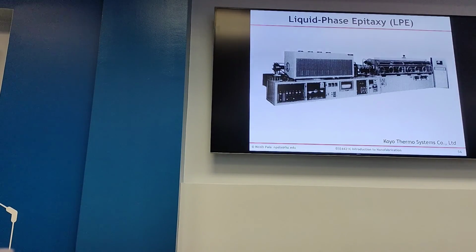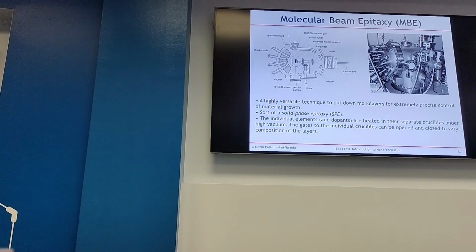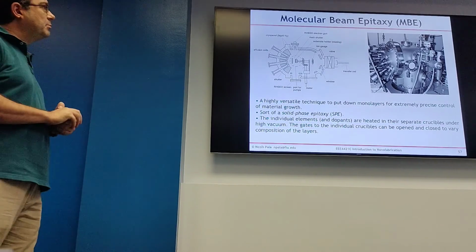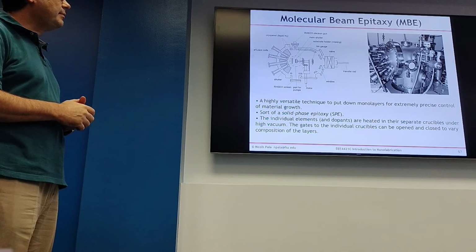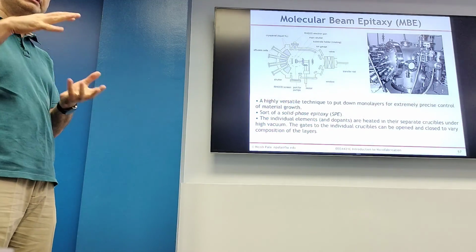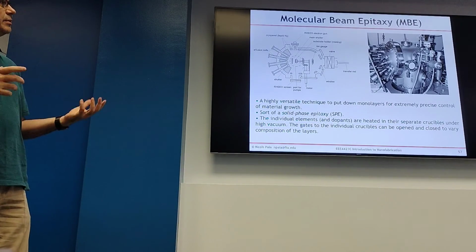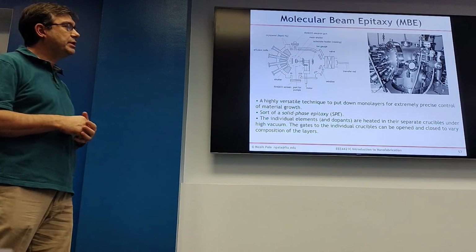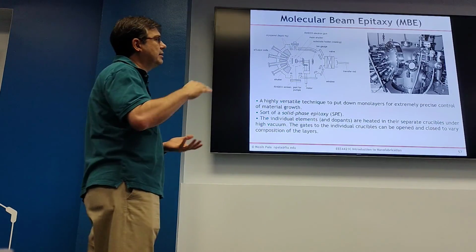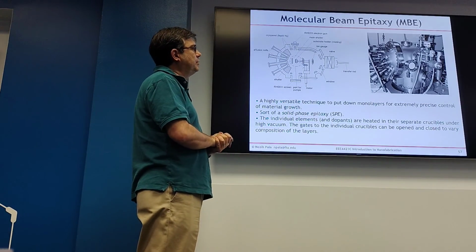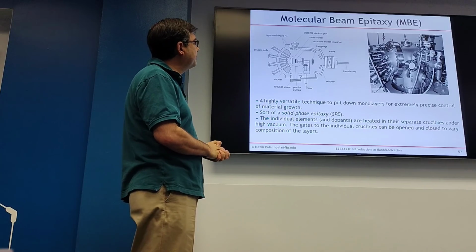This is a typical LPE machine. MBE, molecular beam epitaxy, is commonly used and is a very versatile and useful research tool. It has low throughput, so you cannot grow a large amount of wafers. You can grow a couple of wafers, but you can precisely control the thickness of the thin film you grow, and also the composition.